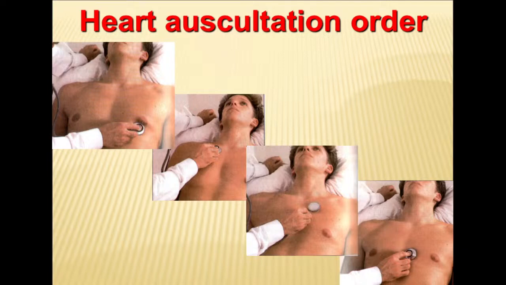Heart apex, aorta, pulmonary trunk, xiphoid process. Mitral valve, aortic, pulmonary trunk, tricuspid valve. Point where auscultated heart mitral valve is called heart apex. Point auscultation aorta and pulmonary trunk, heart base.